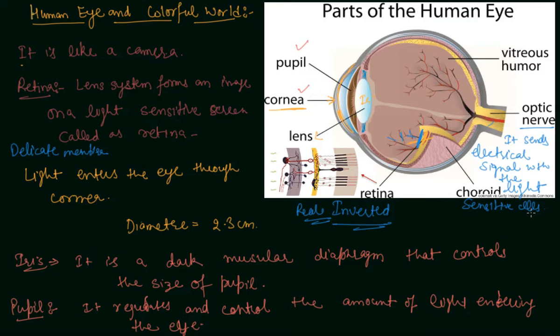So this is all the functioning of the human eye, students. What the retina does, what the pupil does: the pupil regulates and controls the amount of light entering the eye. What the iris does: it is a dark muscular diaphragm that controls the size of the pupil. So till now we have discussed all the parts of the eye.